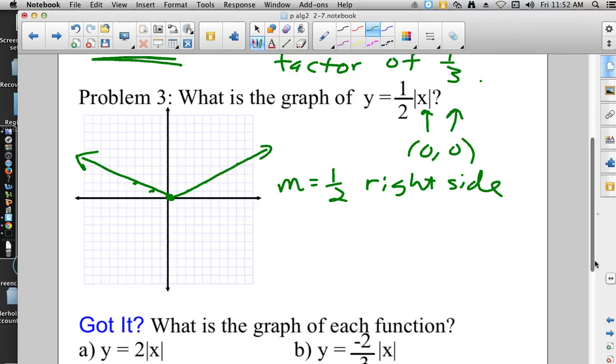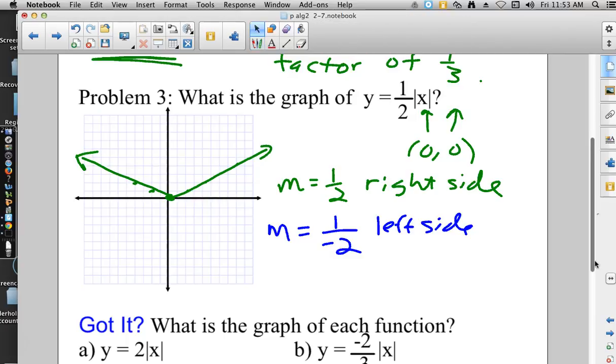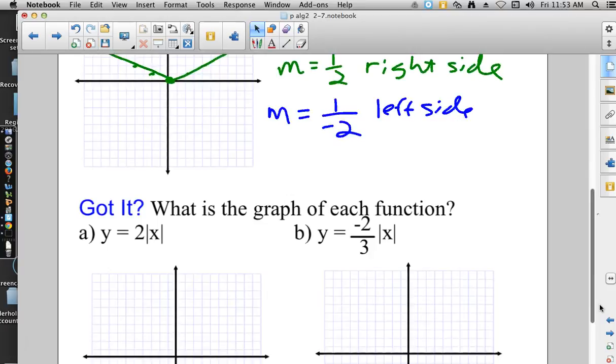All we did was change the slope. That's all we did. So the slope of the left side ends up being a negative 1/2, because we go up 1, but left 2. In fact, let me write it with the negative on the bottom. Maybe that'll make more sense in your notes. Up 1 and left 2. You get that? So, positive slope on the right side, negative slope on the left.